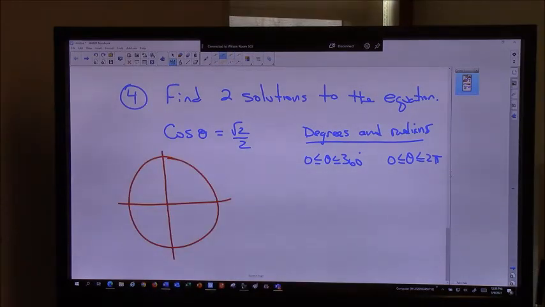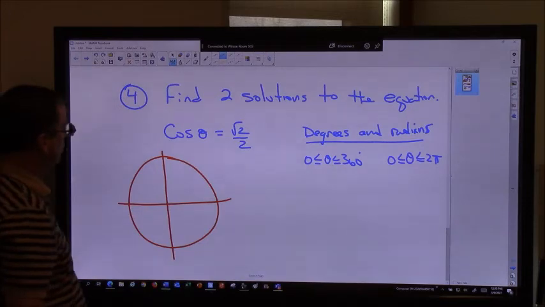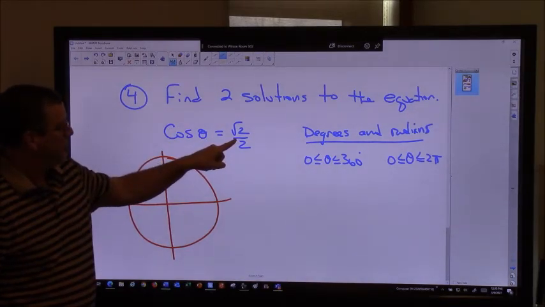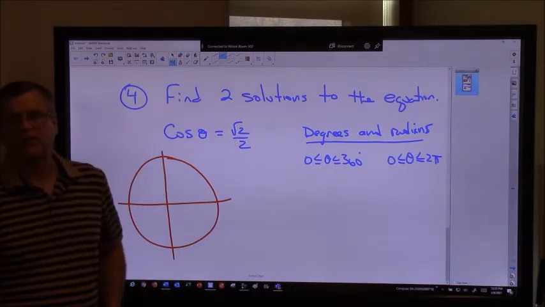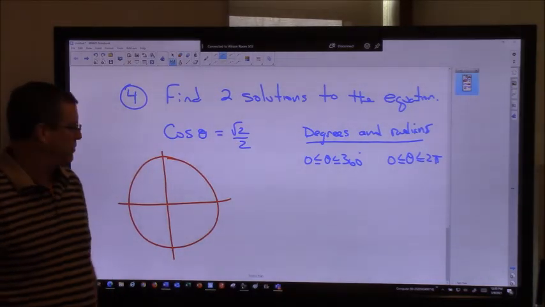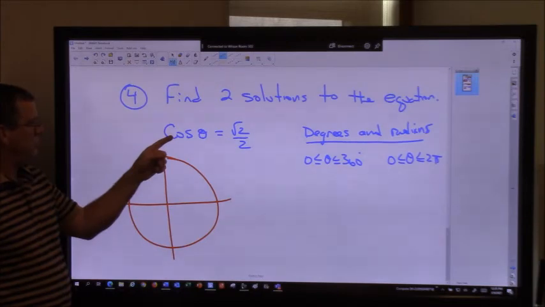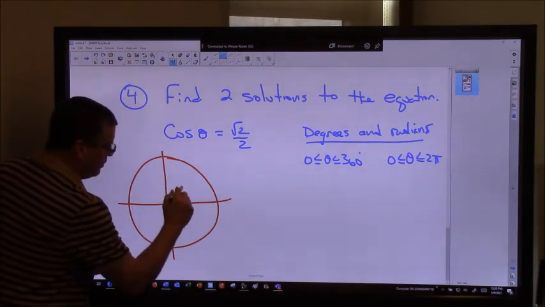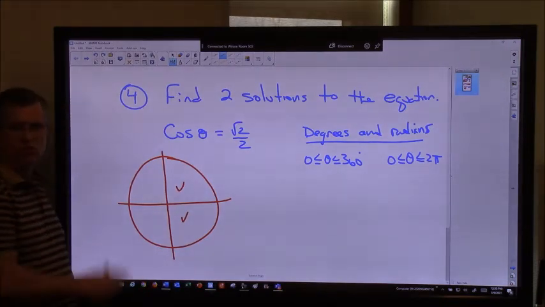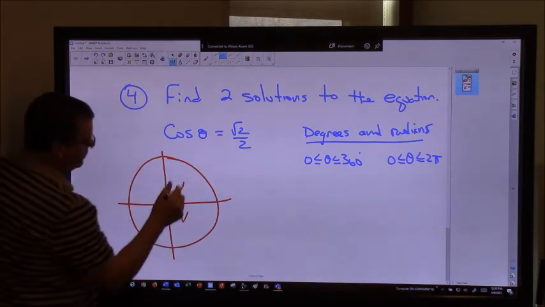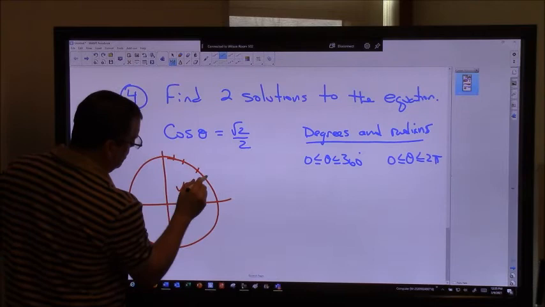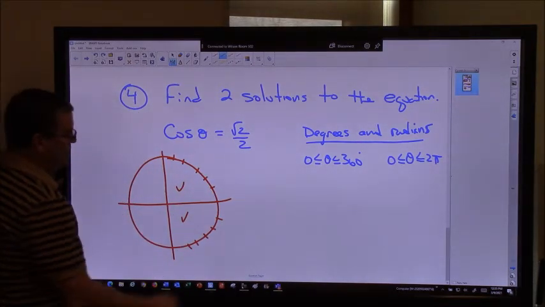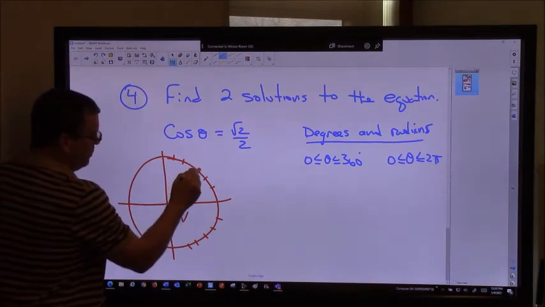All right, so this question is really about where is the cosine positive and where do I hit that middle tick mark? Because that's where root 2 over 2 occurs. So I know the cosine is the x-coordinate. It's positive when you go this way, so that's the first and the fourth quadrant. I'm just checking those off. So let me put my tick marks in here. And I know I want the middle tick mark because of root 2 over 2.